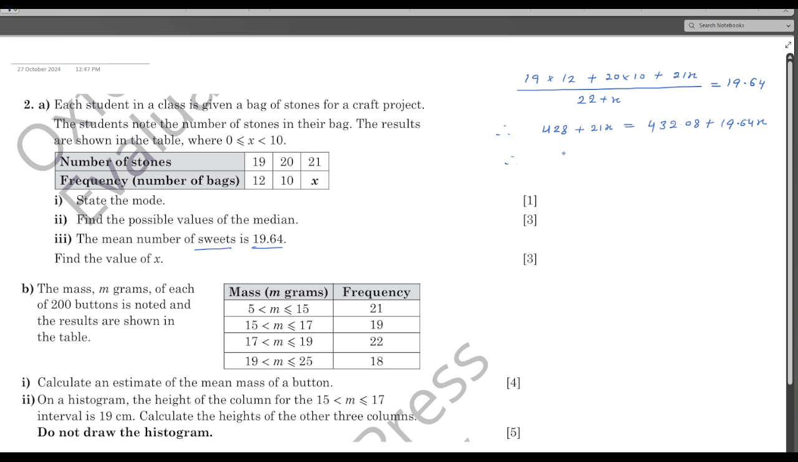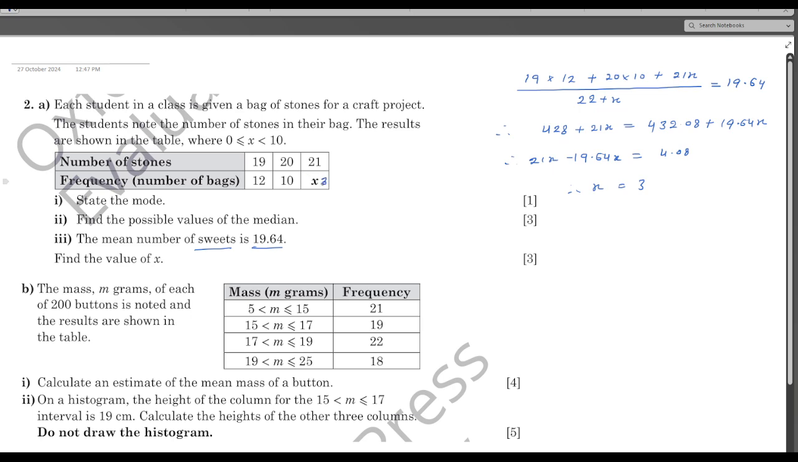So therefore 21x minus 19.64x will be equal to 432.08 minus 428, which is 4.08. Therefore the value of x: 21 minus 19.64, if I divide, I get the value of x as 3. Okay, so the value of x is 3.